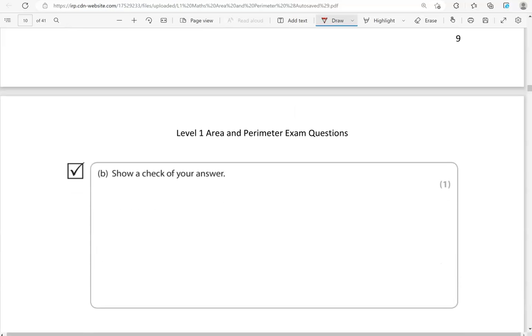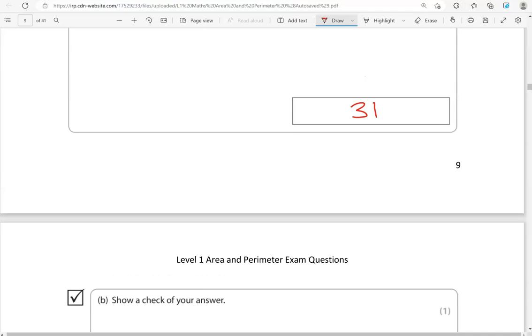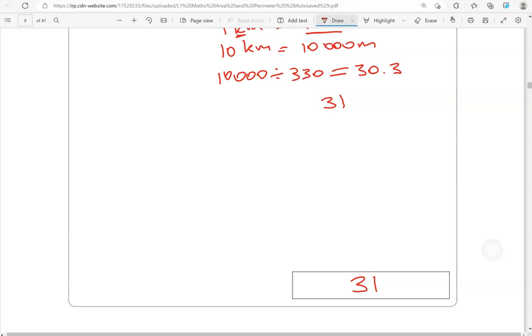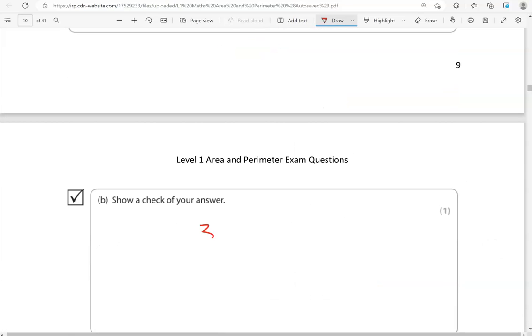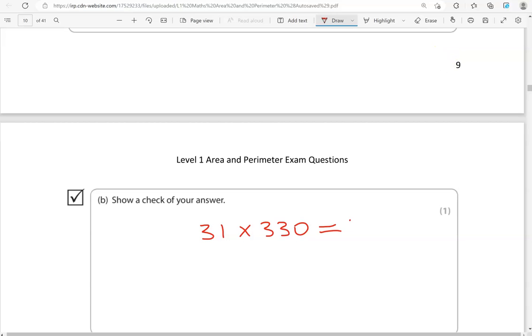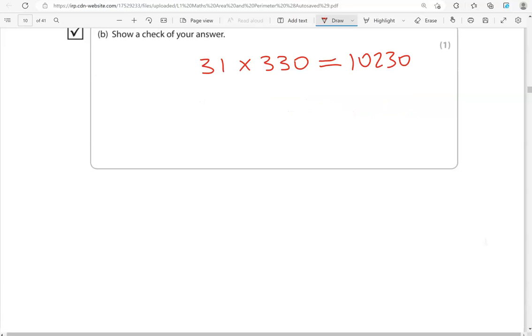Show a check of your answer. So if we do now 31 times 330, because that's how many meters there are in one lap, gives us just over 10,000 meters. So that is just over 10 kilometers. And that's enough to show the check.